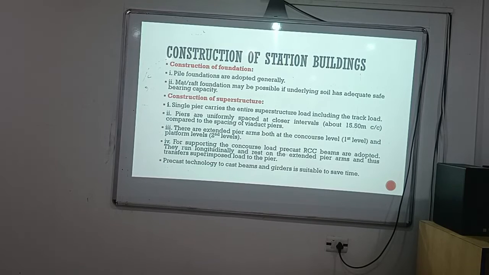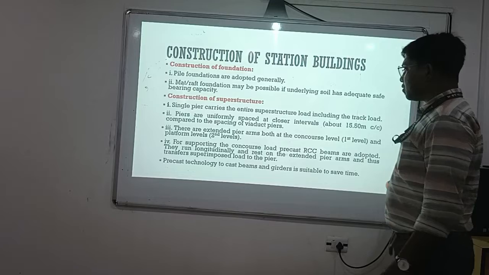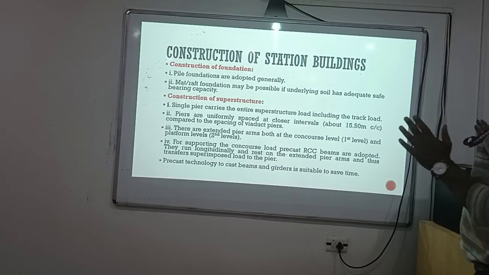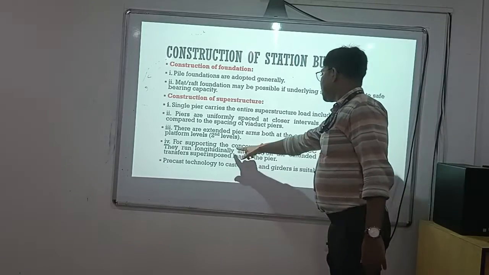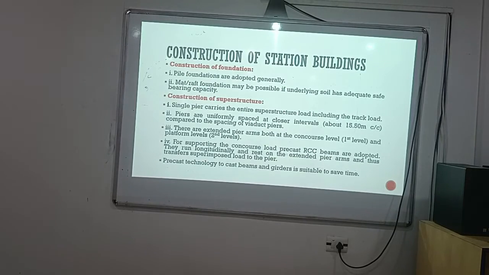For supporting the concourse load, precast RCC beams are adopted. They run longitudinally and rest on the extended pile arms, and thus transfer the superimposed load to the pile. In the perspective of loading, one part of the superstructure load is coming from the concourse level superstructure. For this superstructure load, precast RCC beams are used.